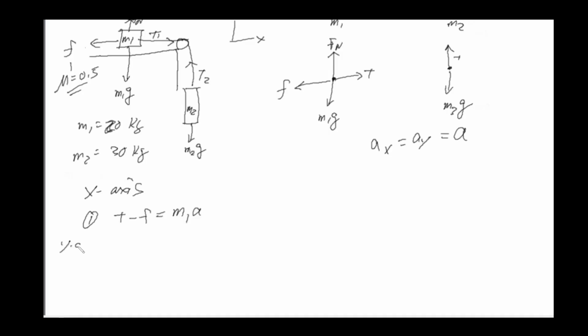And in the y-axis for block 1, we have the normal force minus the weight is equal to 0, because it's not moving vertically. Or in other words, the normal force is equal to mass 1 times g. Now let's look at block 2 in the x-axis. Well, block 2 moves up and down, but it doesn't move left and right. So in the x-axis, its acceleration is 0.